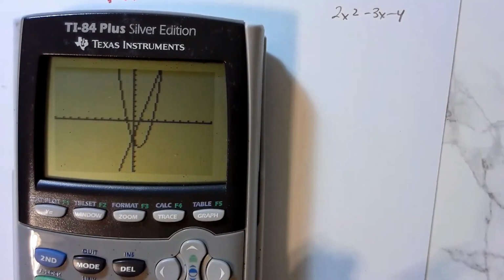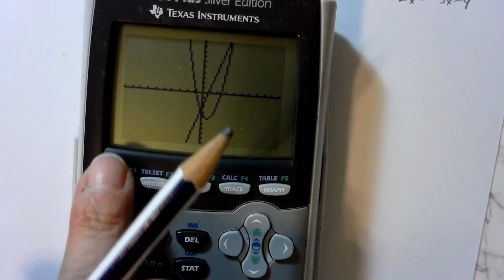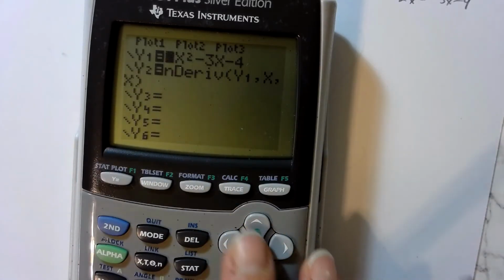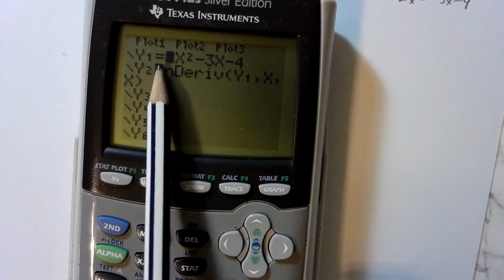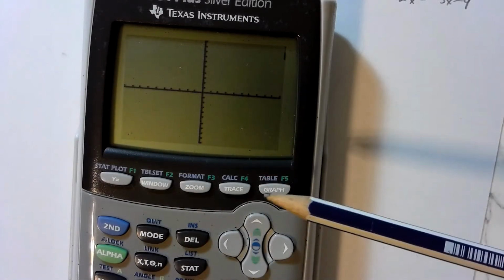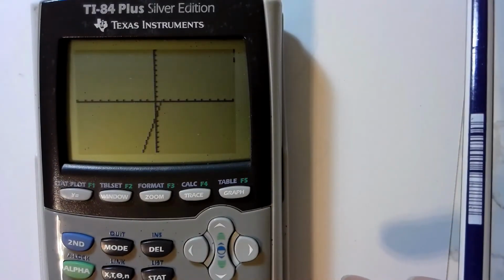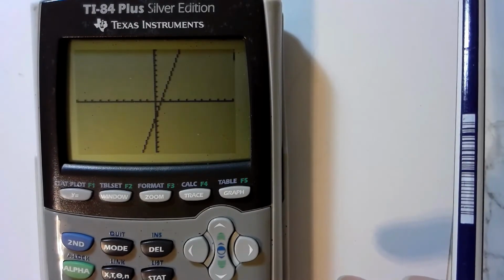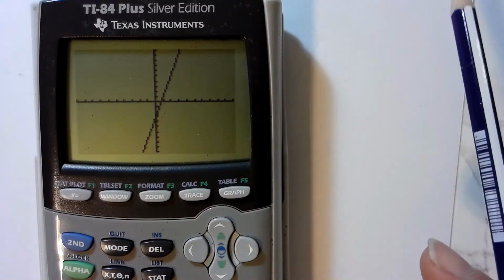If you want to shut one off, you can press y equals, and say you want to turn off the graph of the original function, just arrow over to the equal sign, press enter, and arrow back over, and you see it's not highlighted like that one. So when you hit the graph key, it's only going to graph the derivative, and it won't graph the original function. Or vice versa, you could shut the derivative off and graph the original, however you want to do it.